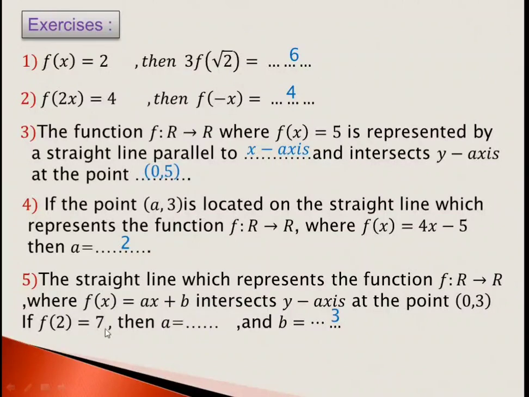And then we can use this equation, f of 2 equals 7. If you replace the letter x by the number 2, the result is going to be 7. It's going to be 2a plus b, and b equals 3, as we said before. So it's going to be 2a plus 3 equals 7. If we solve this equation, the value of a equals 2.